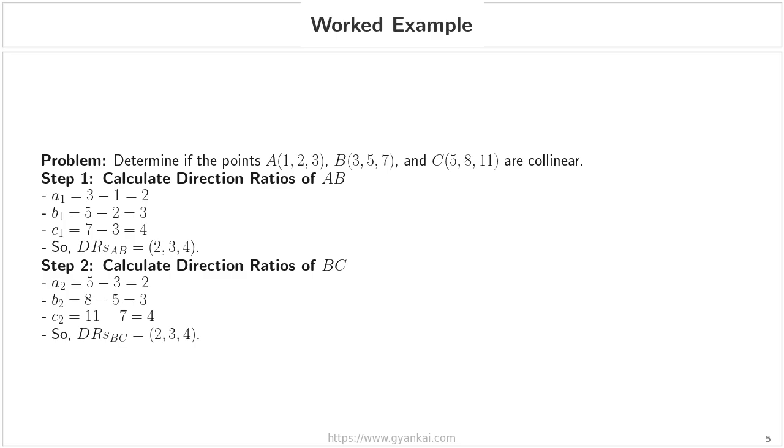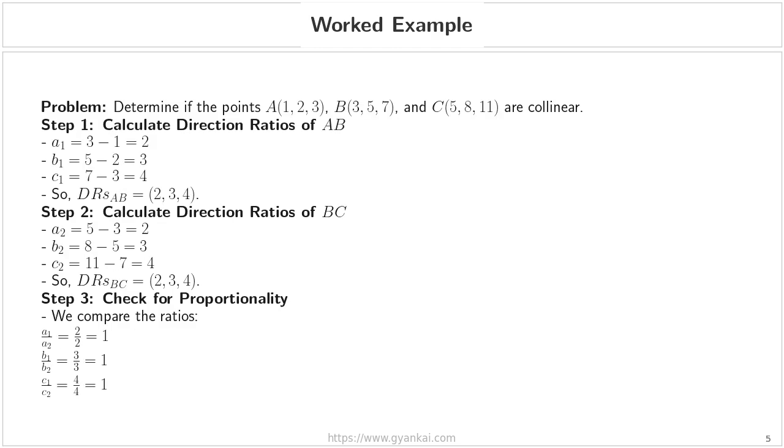Next, we move to step 2, where we calculate the direction ratios for the line segment BC. Again, we subtract the coordinates of B from C. Looking at the x-coordinates, 5 minus 3 equals 2. For the y-coordinates, 8 minus 5 equals 3. And for the z-coordinates, 11 minus 7 equals 4. This means our direction ratios for BC are also 2, 3, 4.